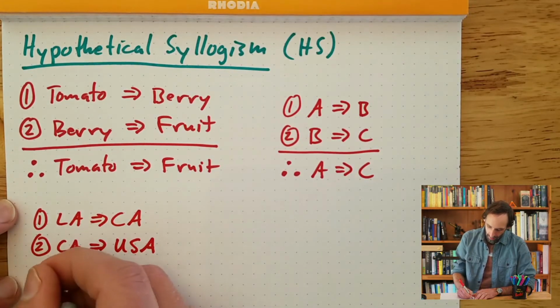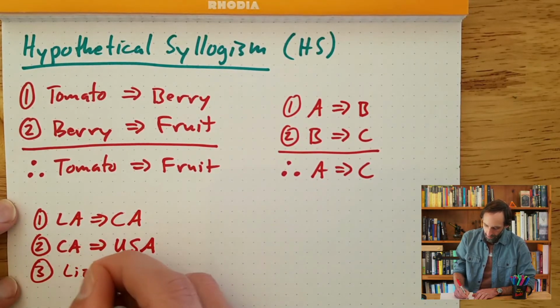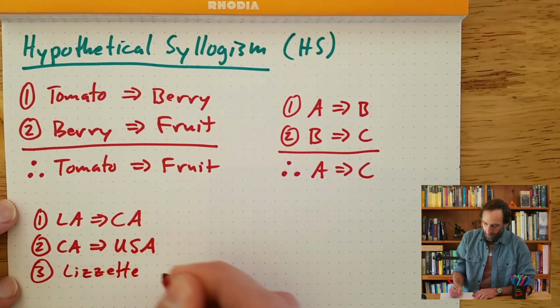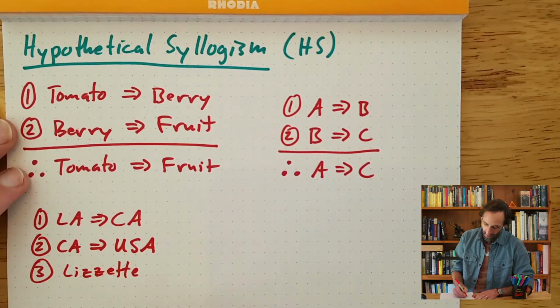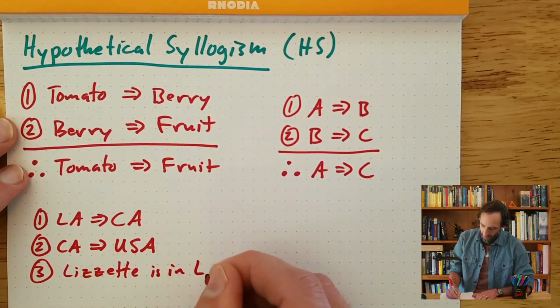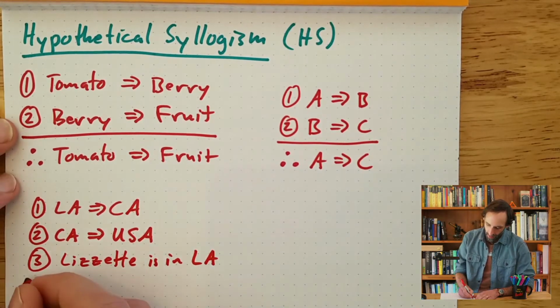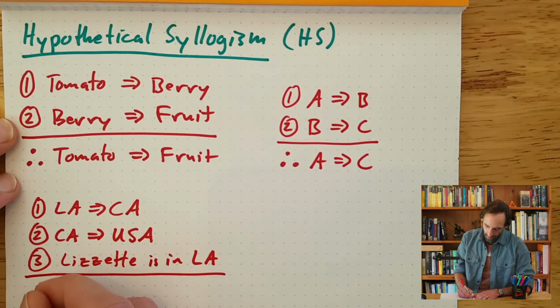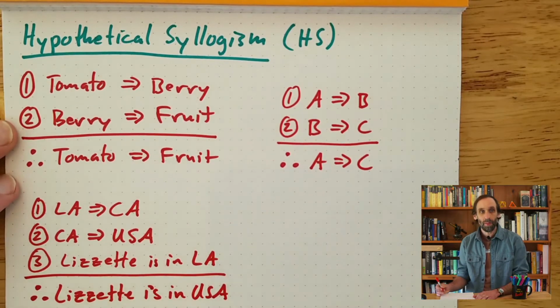And then let's add a third premise, that Lizette, I'll spell it correctly. In that last video, I realized I forgot the E on 2 separate occasions. So Lizette is in LA. Okay, and what can we conclude from these 3 premises? Well, we can conclude the following. We can conclude that Lizette is in the United States of America.